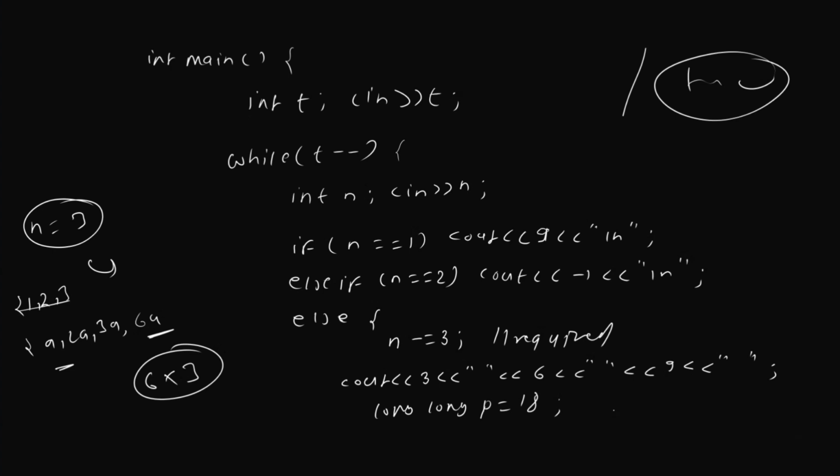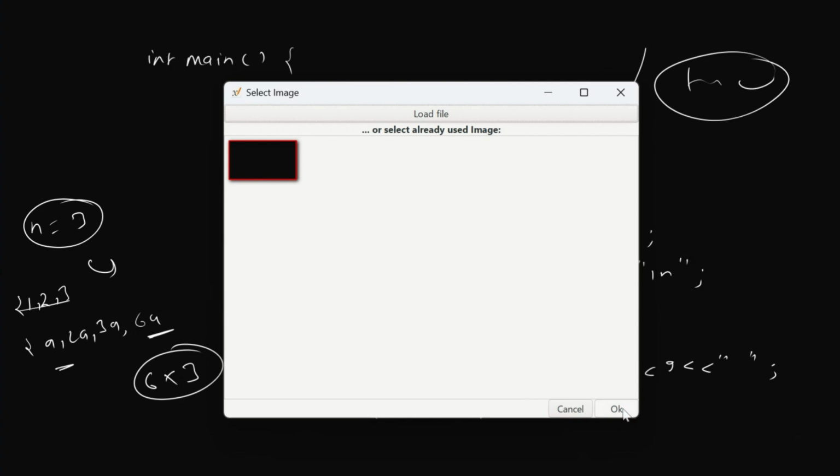Okay, and let's have another page, and then while n minus minus, cout p, and at last cout.